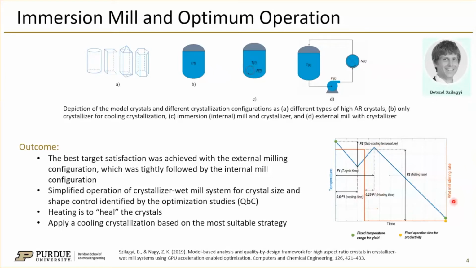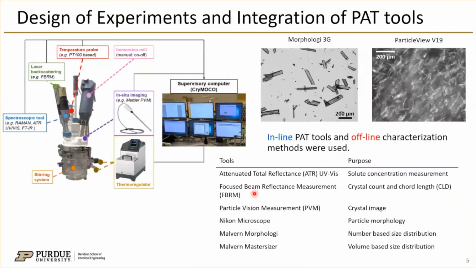Since the usage of the internal mill is much easier, eliminating the pump and transfer lines, and was shown to be as good as the external wet mill, we adopted this configuration in our experimental study.